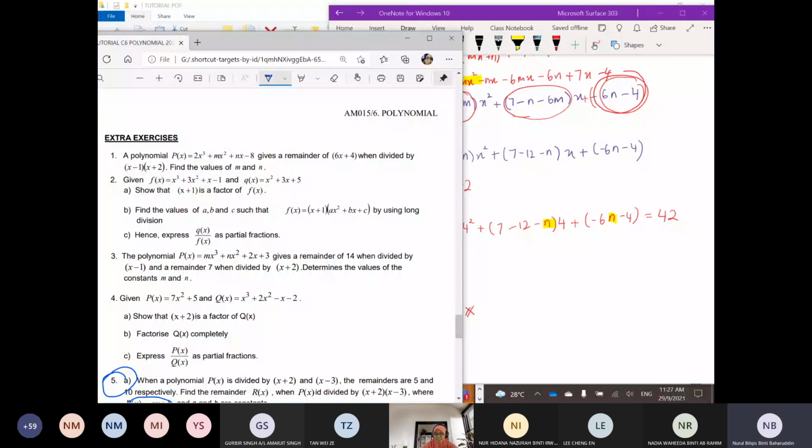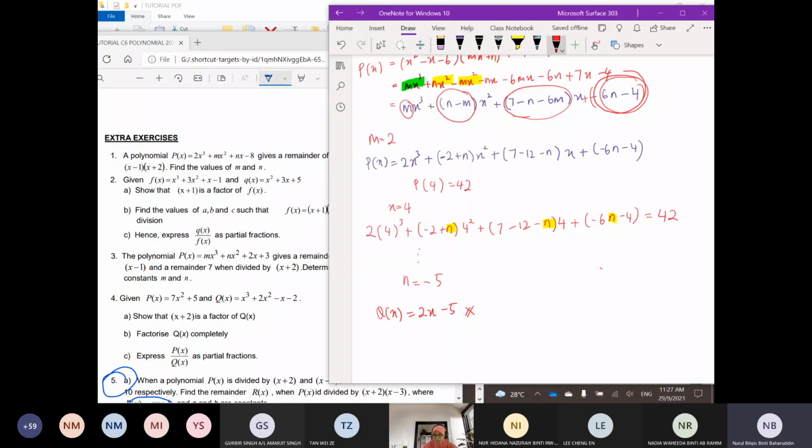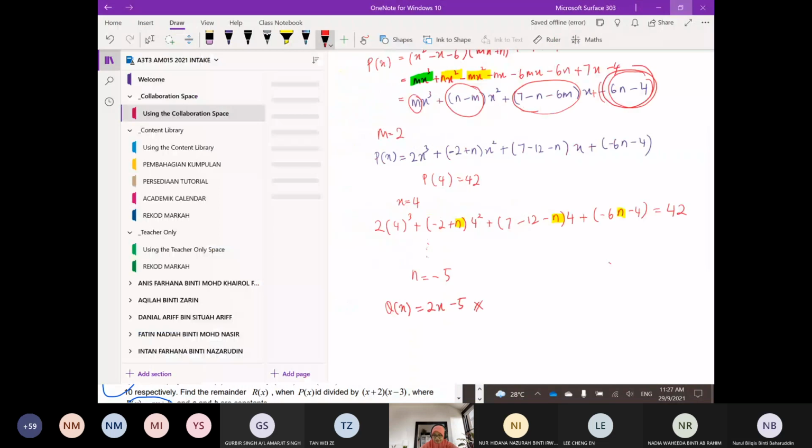So according to our calendar, let's now look at our calendar. Stop first.